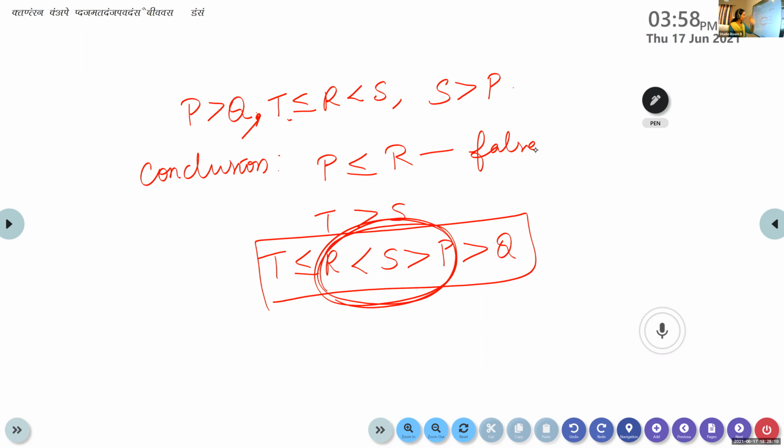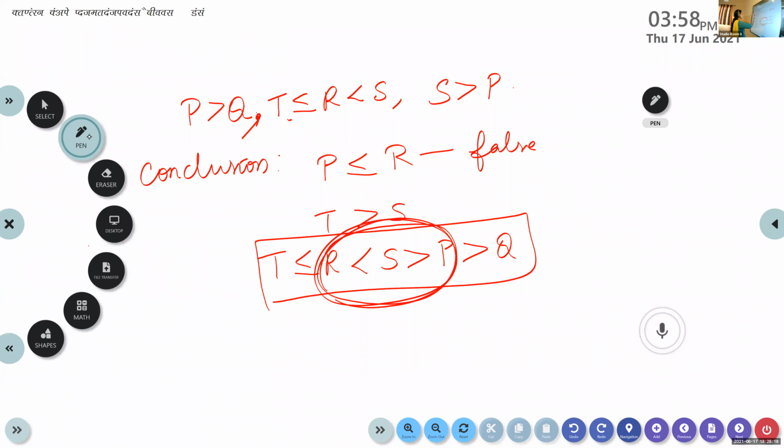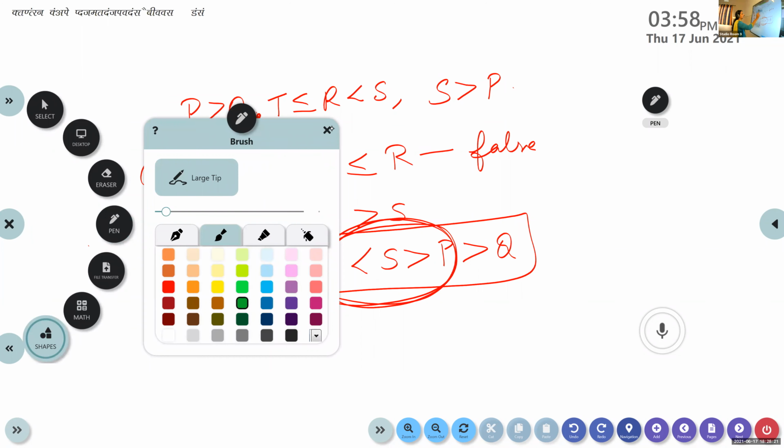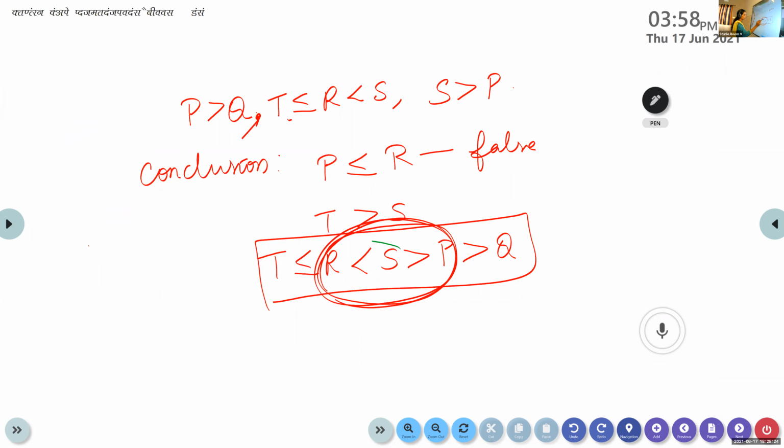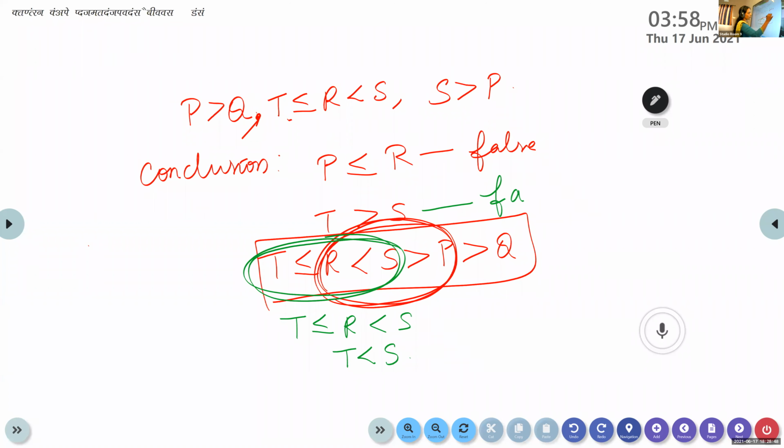Now for the second conclusion, you look at that. Which part do you have to focus on? P and S. So for the second one, we have to give the focus on this part only. T less than or equal to R less than S. If T is less than or equal to R less than S, it means we can say T is less than S. Is that the conclusion given there? No, isn't it? Therefore, T greater than S is also false. This is also not true.